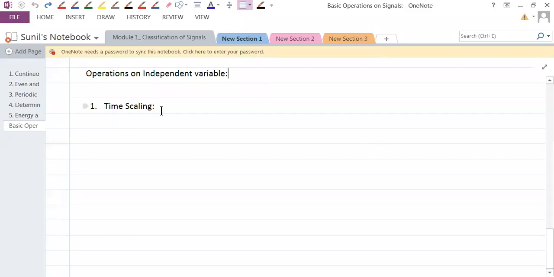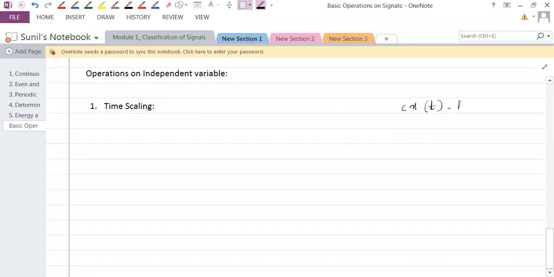Time scale is what we are seeing as the first operation here, and what we're dealing with is operations on the independent variable. Fine. We have discussed this. x(t) is a signal. So if you multiply a scalar here, it's amplitude scaling.